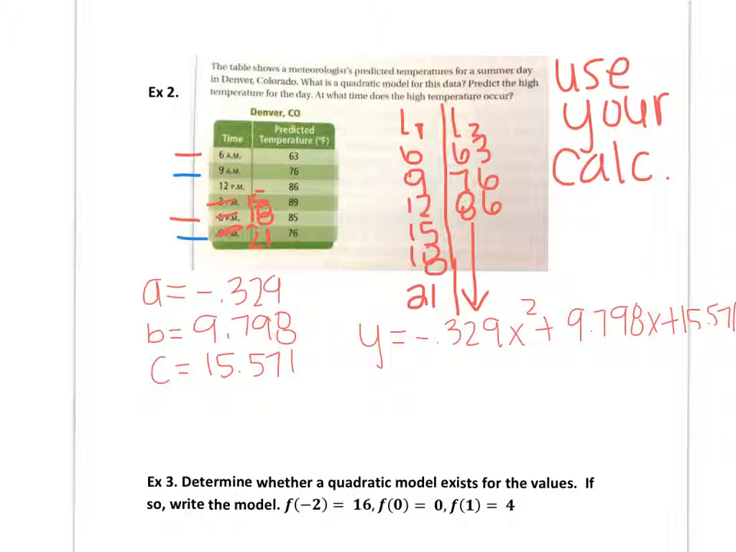Now the second question says, predict the high temperature for the day. Okay, so how we're going to do that is we're actually going to take our calculators now, go to y equals, and put in the equation that you just wrote. So into y equals, you're going to put in negative 0.329x squared plus 9.798x plus 15.571. Then you're going to go to second, calculate, because we want to calculate the maximum, the high temperature, right? High temperature can go with our maximum value. So you're going to calculate the max value.